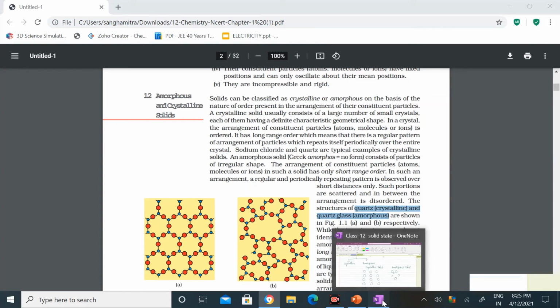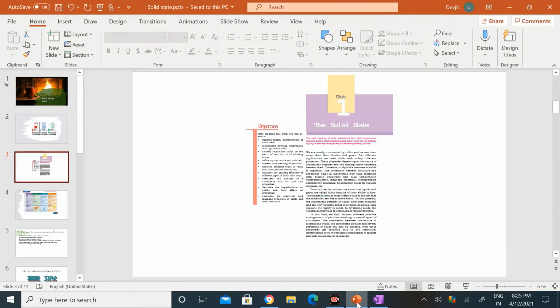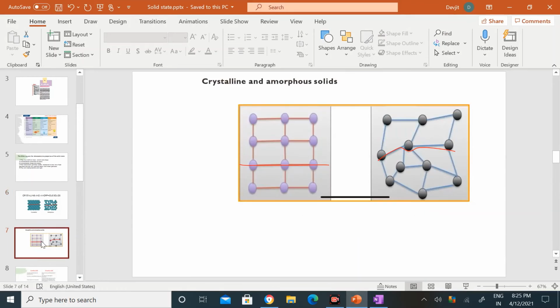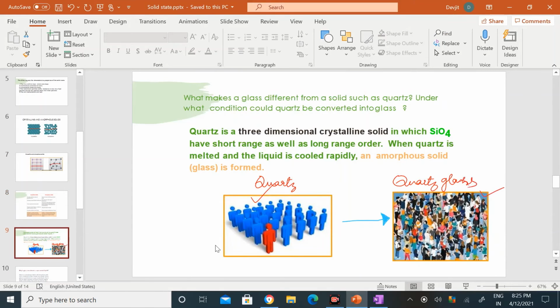So let me explain it so that you can understand why the same quartz shows a difference. See, what makes a glass different from a solid such as quartz? Under what condition could quartz be converted into glass? Right now what we have seen, quartz is crystalline, quartz glass is amorphous. Whatever I am saying as glass, this is not glass only, this is actually quartz glass. So in what condition can a crystalline solid be converted to an amorphous solid?